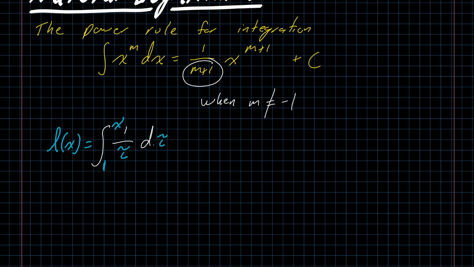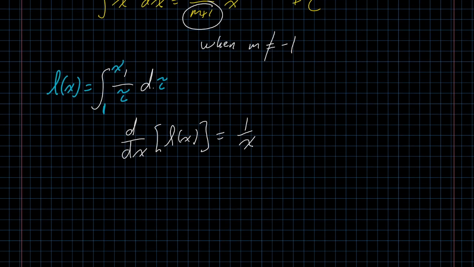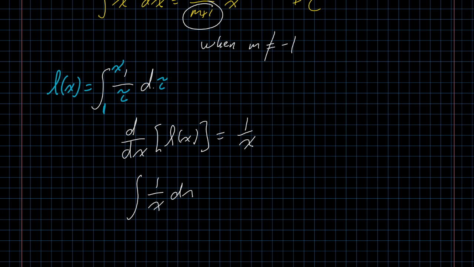Now, by the fundamental theorem of calculus, the derivative of this new function L of x is 1 over x. And so from there, an antiderivative of 1 over x would be this new function L. And then because indefinite integrals need a family of functions, you can add any arbitrary constant to that and get a new one.